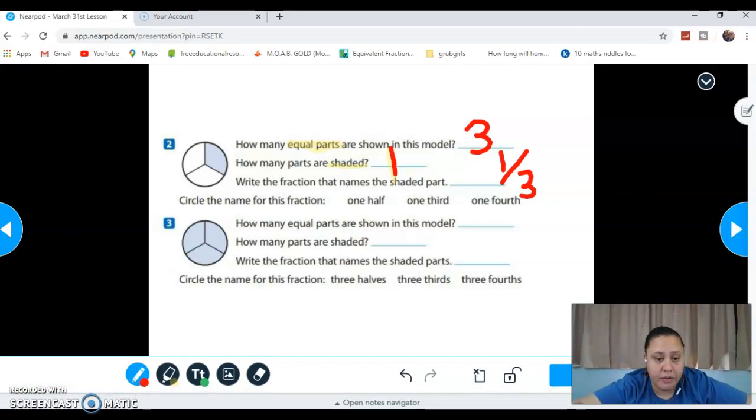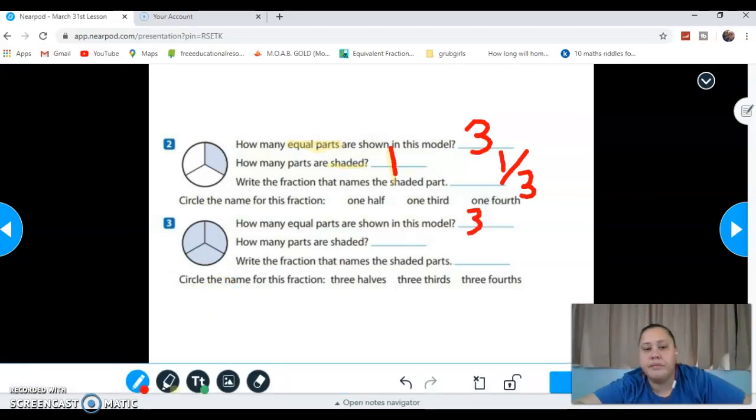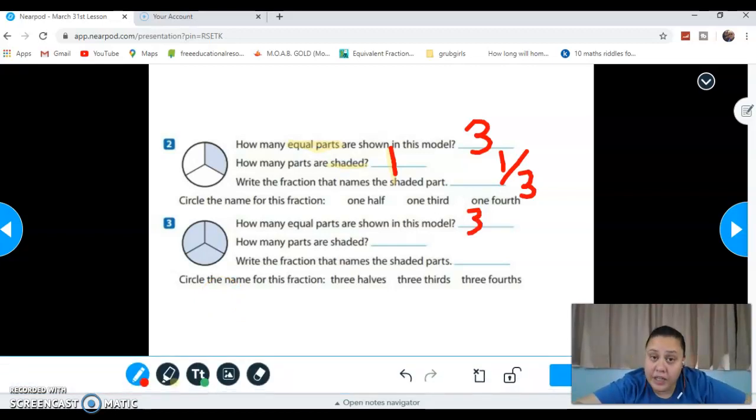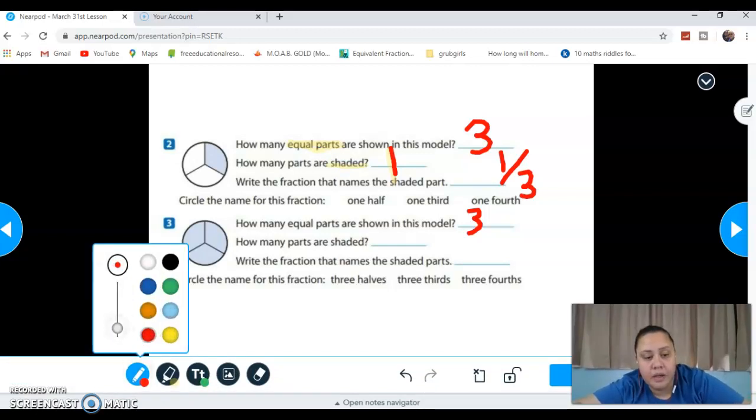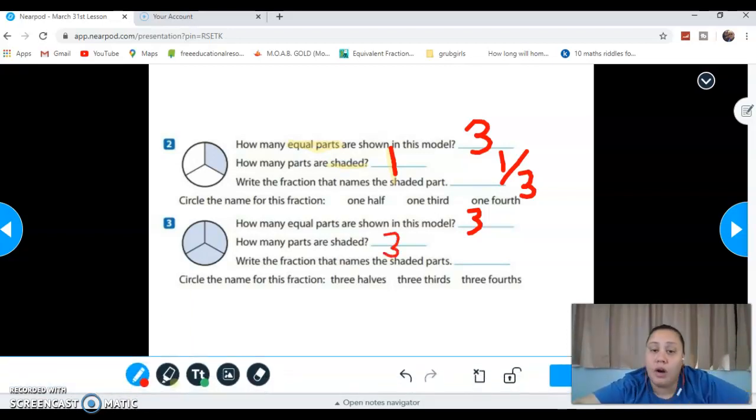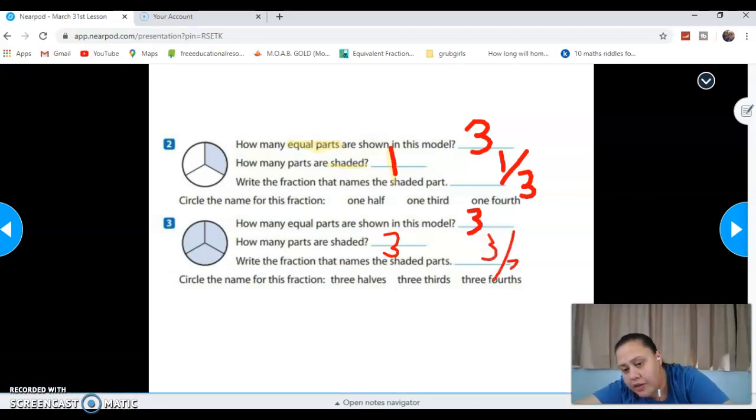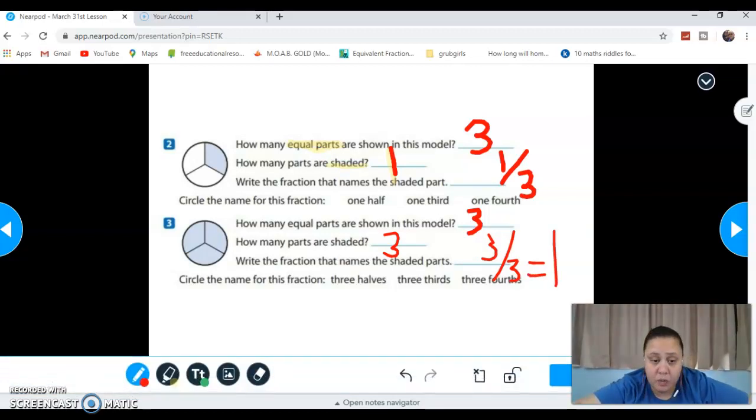Now for the second example, it says how many equal parts are shown in the model. Well, the model is exactly the same as the top model. So the parts did not change. We still have 3. Now, how many were shaded did change. Looking at the picture, how many were shaded? If you said 3, then you are also correct. So now that we know there are 3 parts and there are 3 shaded, our fraction is 3/3, or it equals 1 because the whole pizza is shaded, 1.